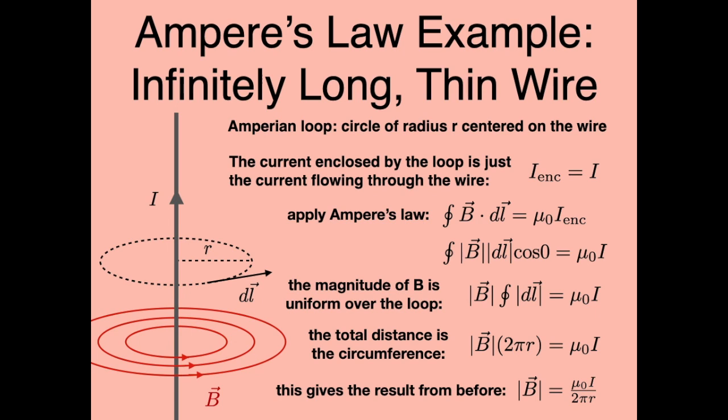So this should look familiar. This is the very first thing we went through in the lecture. The strength of the magnetic field due to an infinitely long wire is equal to mu naught times I over 2 pi r. That's what we saw at the very start of the lecture. So we can get the same result using Ampere's law.